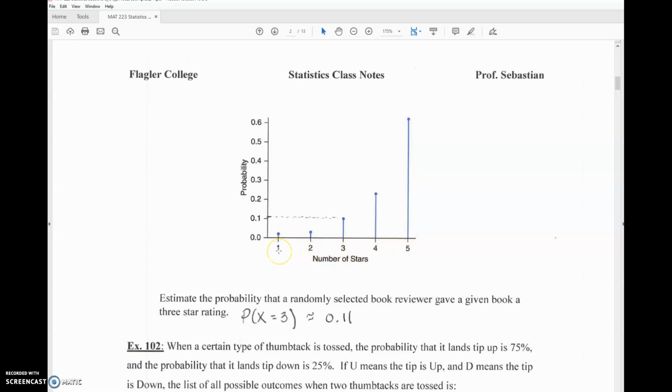So in other words, the number of stars that anybody could get for a book is either 1, 2, 3, 4, or 5. And then the probabilities are listed on the y-axis, and you can get fairly close to seeing what those probabilities are by just going across and reading them. And again, these all would have to sum up to 1, so we may read them slightly different and be a little bit off, but since we don't have the list of them, we just have to do our best.